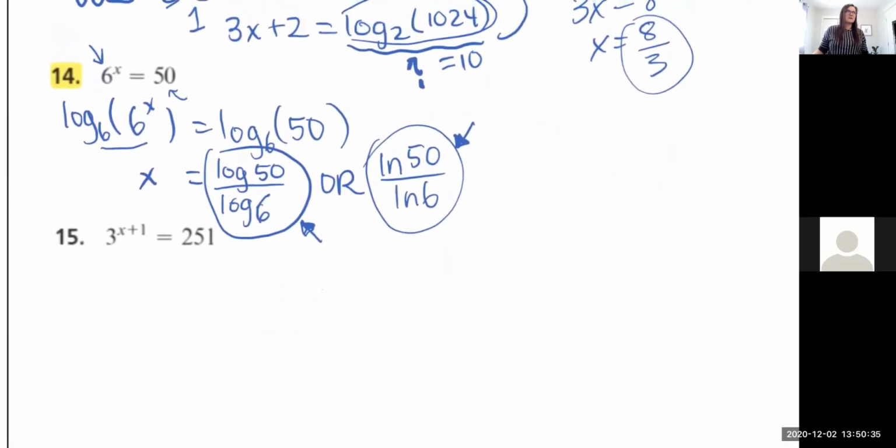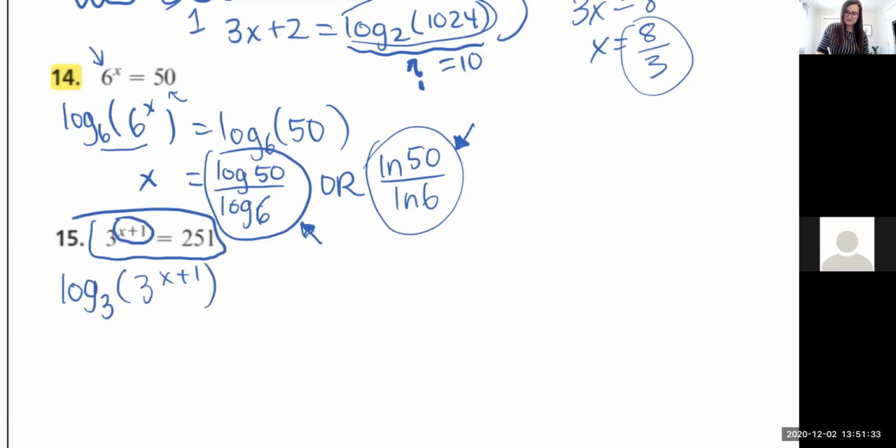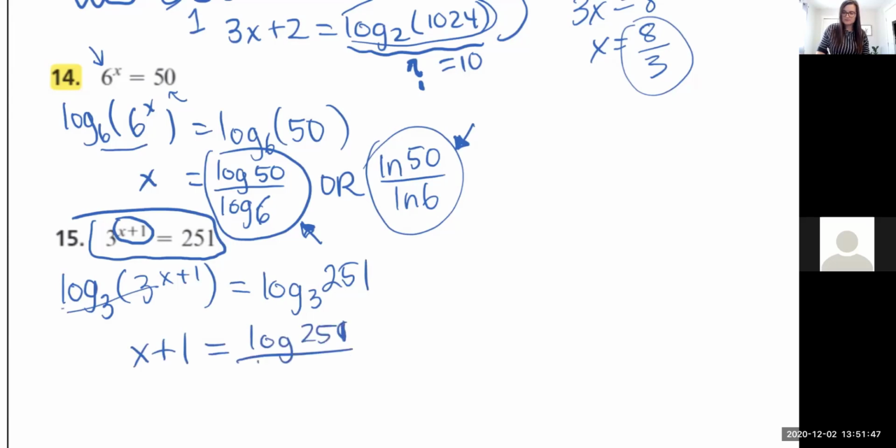Okay. So for this next one, what do we want to do on both sides? Base 3? Yeah, so let's try that. Log base 3 of 3 to the x plus 1 and log base 3 of 251. So this will go away and you have x plus 1 is basically log 251 over log 3.